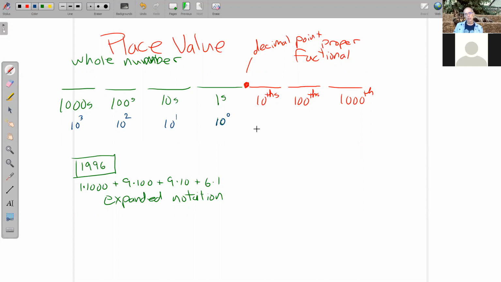And similarly, going this way, instead of calling this the 1/10th place, we could call it the 10 to the -1 place. Negative exponent means flip the base. 1/100th is a power of 10. It would be 10 to the -2, and 1000 would be 10 to the -3.